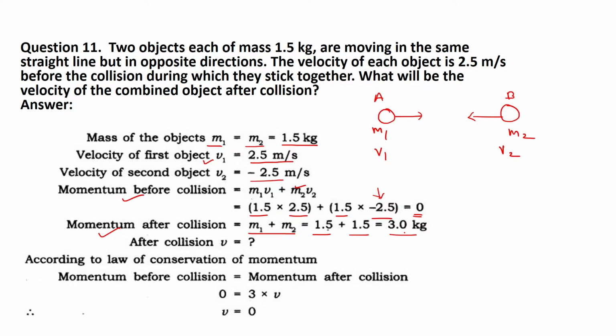So we use the law of conservation of momentum, that momentum before collision is equal to momentum after the collision. Momentum before collision is 0. So 0 is equal to momentum after collision, that is the total mass of the object when they stick together, that is 3 kg, multiplied by the final velocity that we have to find. So 0 divided by 3, that is 0. It means that after collision these two objects stick together and they will not move anywhere, their velocity will be 0. So this is the solution of this question. Let's move to the next question.